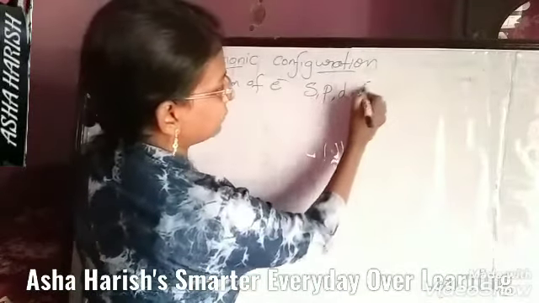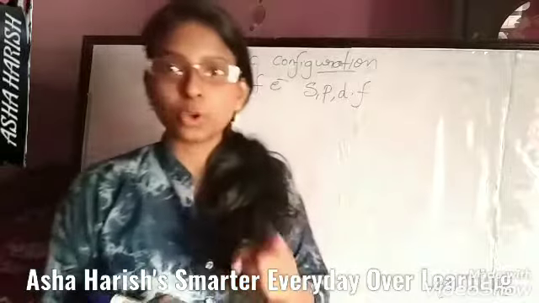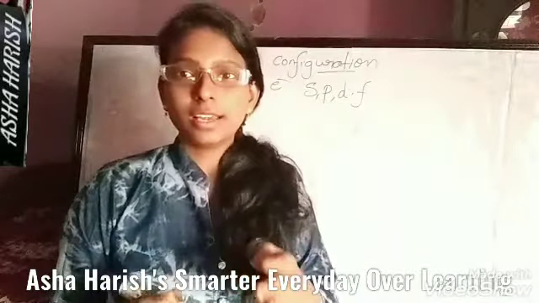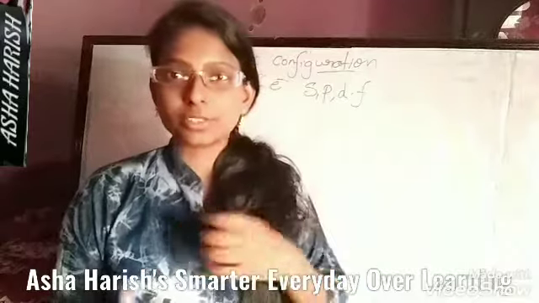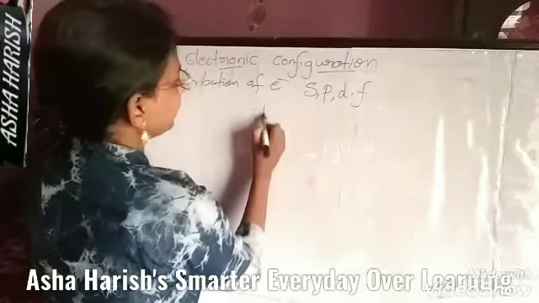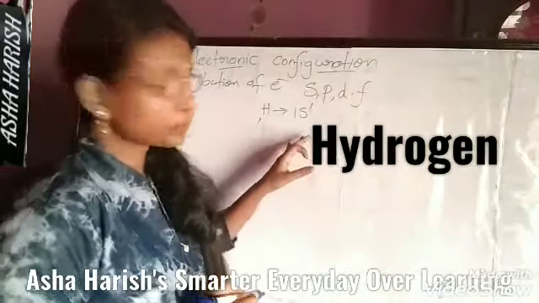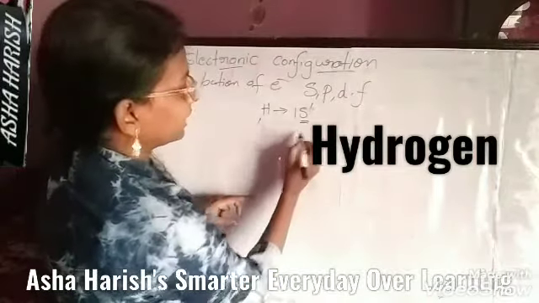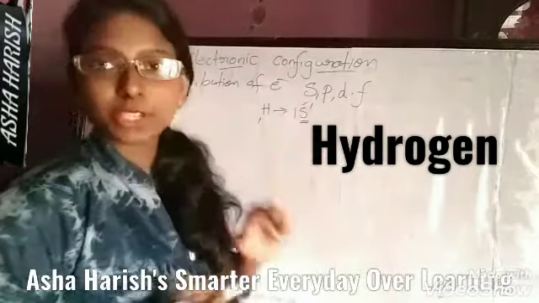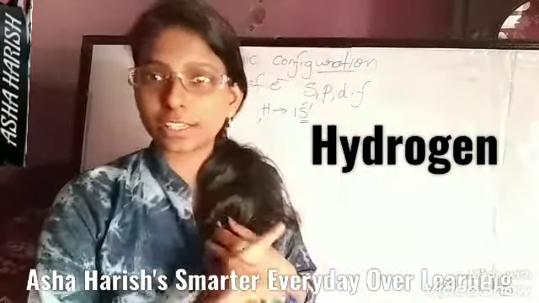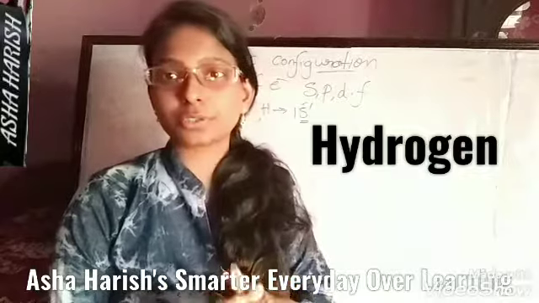Electronic configuration is the distribution of the electrons in specific orbitals, those are s, p, d, f. These specific orbitals are also called subshells. For suppose hydrogen, atomic number 1, its electronic configuration is 1s1. Here, s is the orbital, also known as a subshell, and the distribution of this electron in specific orbitals is known as electronic configuration.